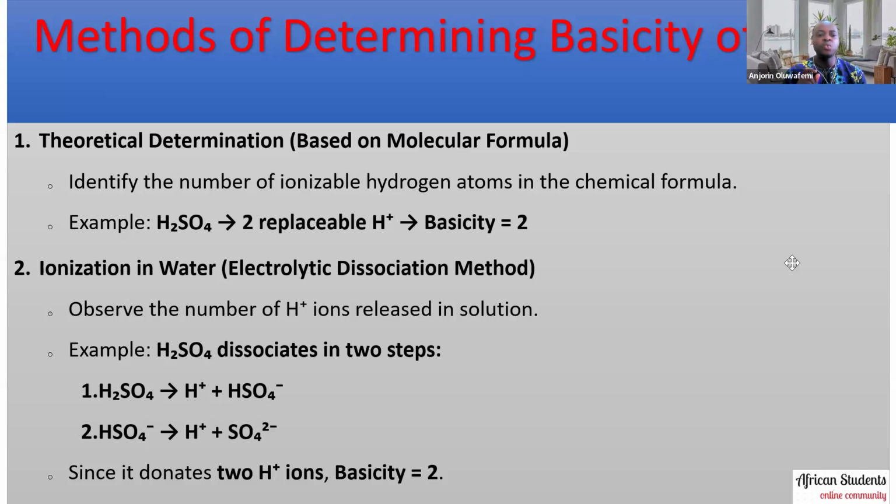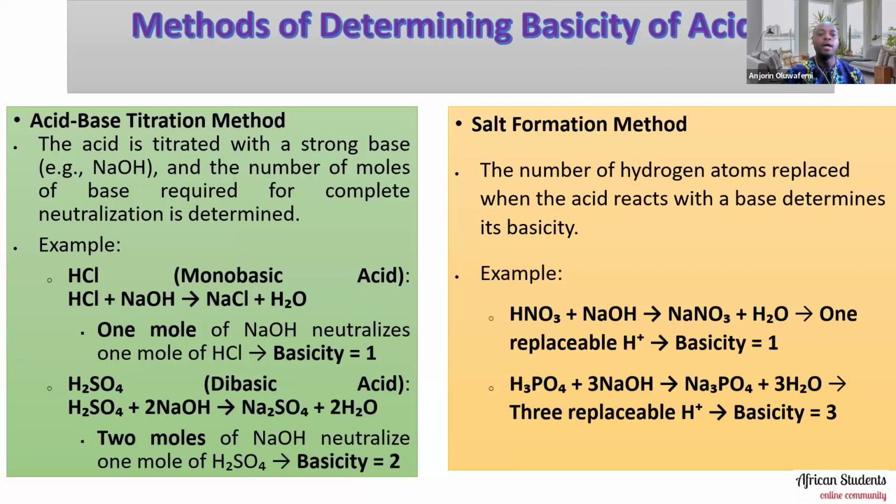Example, H2SO4 dissociates in 2 steps. First, you have the hydrogen ion and the hydrogen sulfate ion. Then the hydrogen sulfate ion dissociates further into the hydrogen ion and the sulfate ion. Since it donates 2 hydrogen ions, the basicity of that acid is 2 based on the ionization in water.